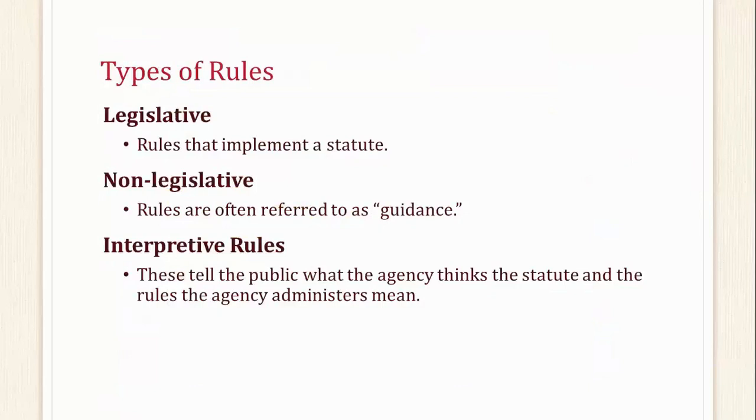Types of rules, legislative, these are the ones that Congress basically says, thou shalt do something. Aliso Canyon, for example, the underground storage stuff, they said, hey, you will do something. And we didn't even have time to write a regulation. They just said, you will do it, and you will do it now. And that's prime directive. Non-legislative, often referred to as guidance type rules, and then, of course, interpretive rules tell the public what the agency thinks the statute, the rules of the agency should be.